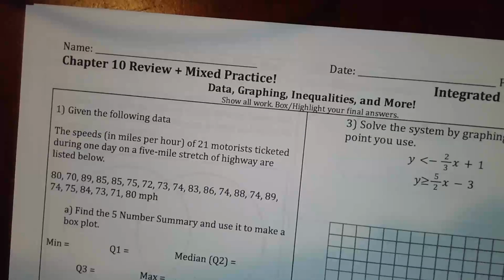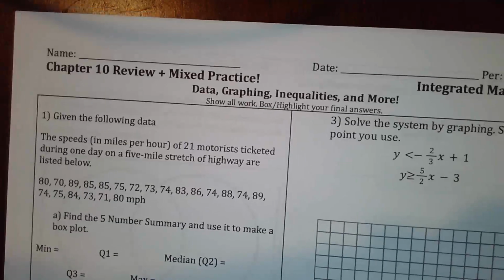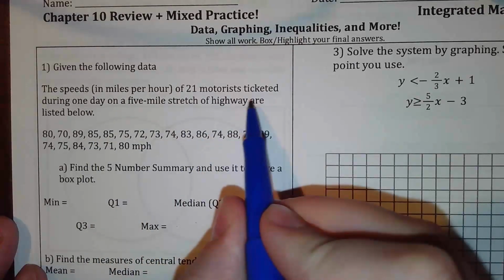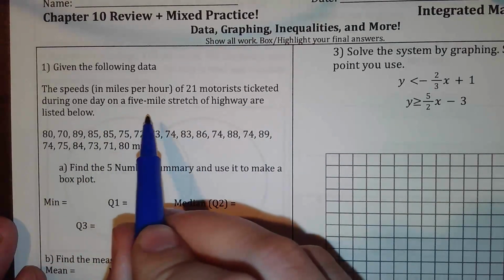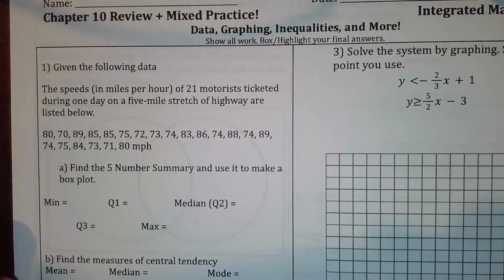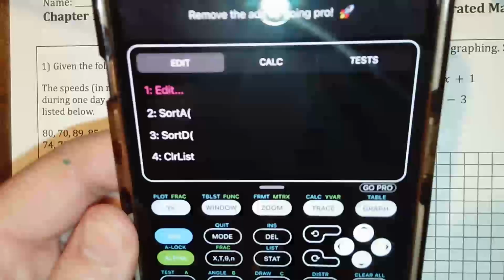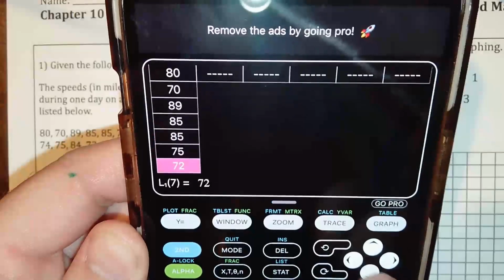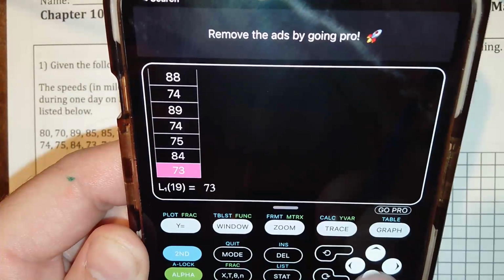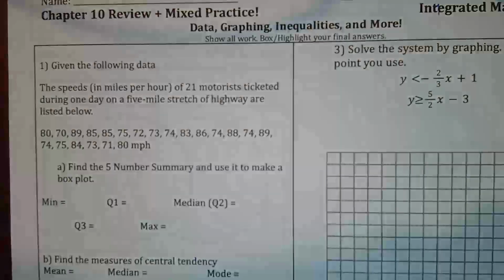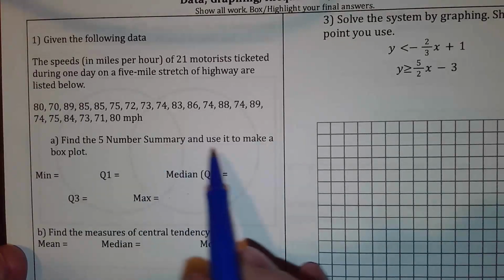So that takes us to our very first problem, which is number 1. The speeds in miles per hour of 21 motorists ticketed during one day on a 5-mile stretch of highway are listed below. These numbers. So we need to enter these numbers in our graphing calculator. So what we do is we press stat, we edit, and we enter those numbers into our list. I'm just going to double check that I have every number here. Yes, I do.